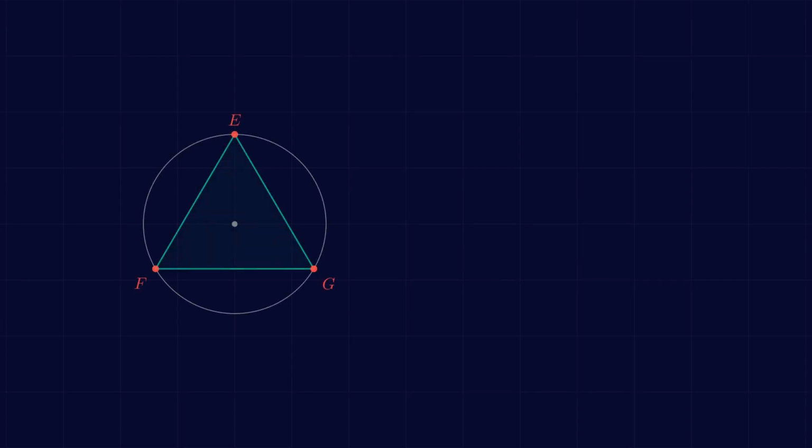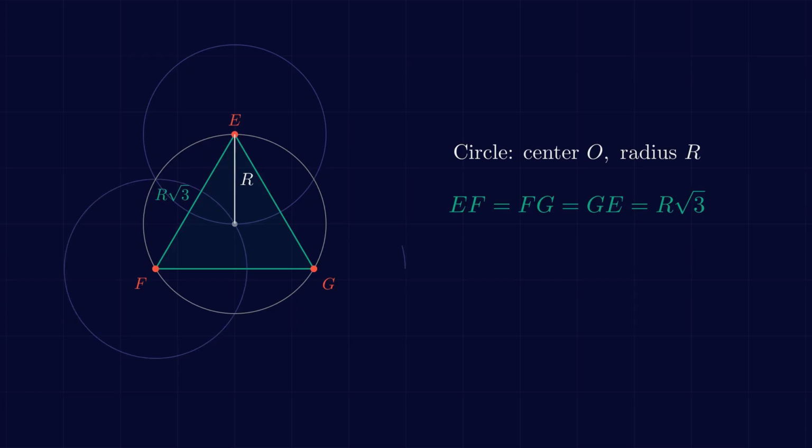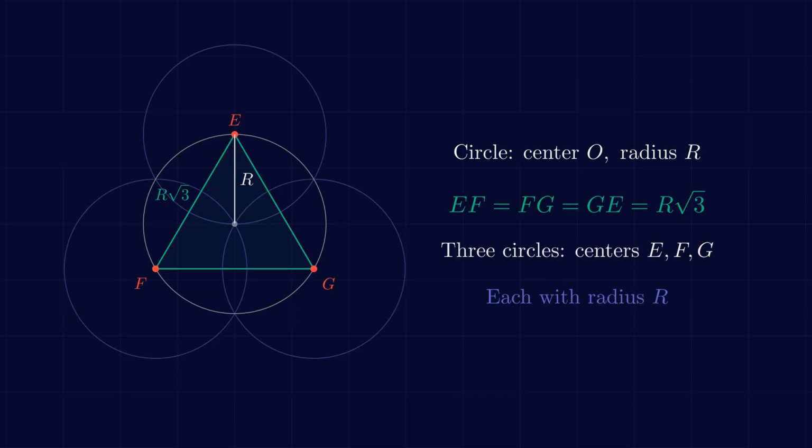Let's set up the problem carefully. Our original circle has center O and radius R. Since E, F, and G form an equilateral triangle inscribed in the circle, each side of the triangle has length R times the square root of 3. That's a standard result from the inscribed equilateral triangle. Each of the three new circles also has radius R, but their centers are at E, F, and G respectively.